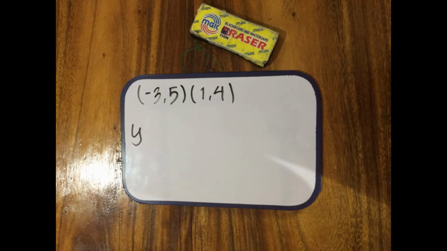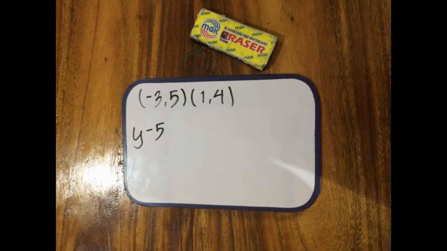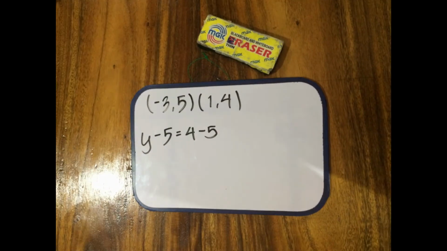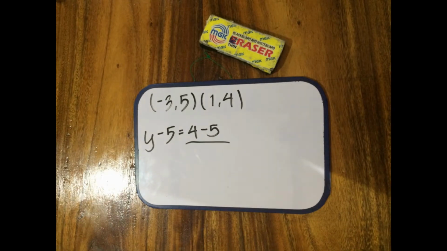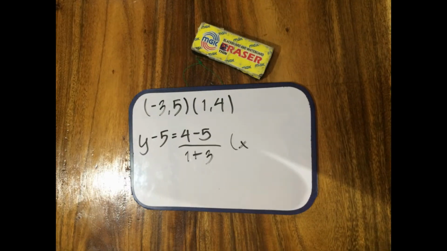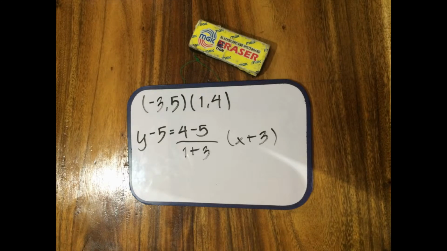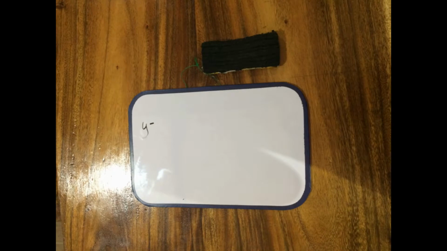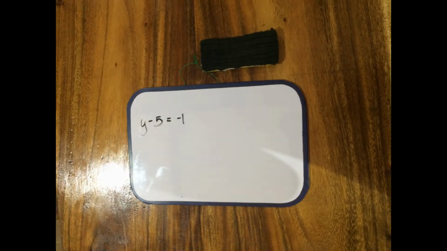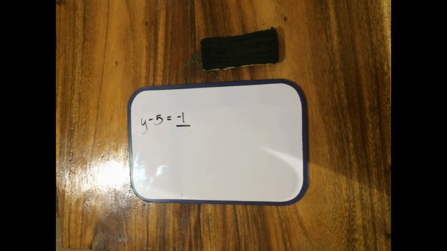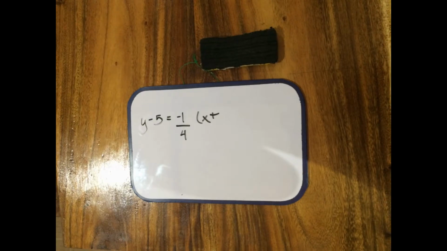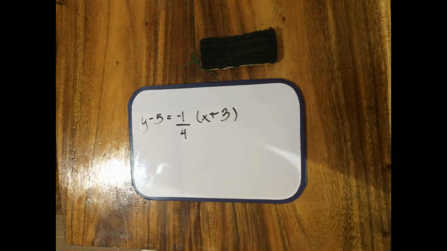By using the formula, we will get y minus 5 is equal to 4 minus 5 over 1 plus 3 times x plus 3. 4 minus 5 is equal to negative 1, while 1 plus 3 is equal to 4. So we'll get negative 1 over 4.